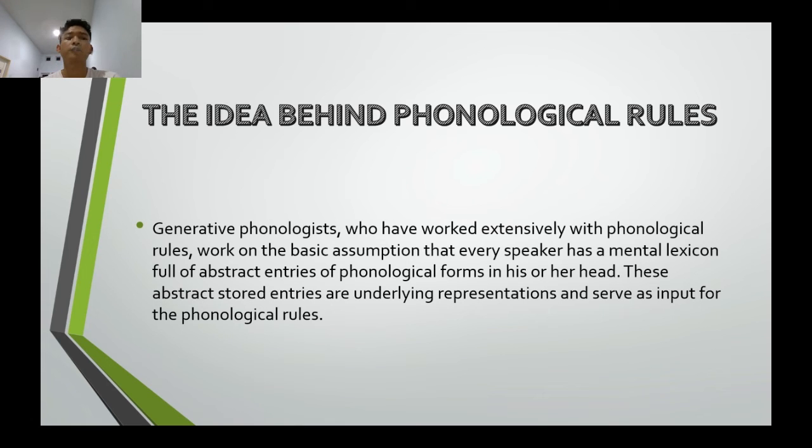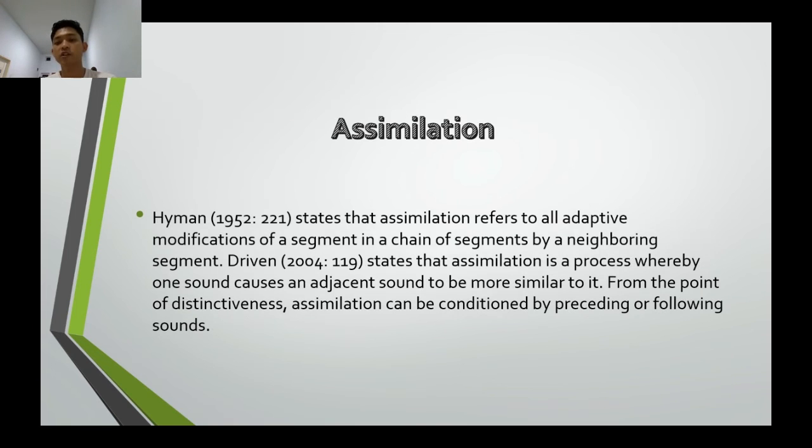The idea behind phonological rules: generative phonologists who have worked extensively with phonological rules work on the basic assumption that every speaker has a mental lexicon full of abstract entries of phonological forms in his or her head. These abstract entries are underlying representations and serve as input for the phonological rules.